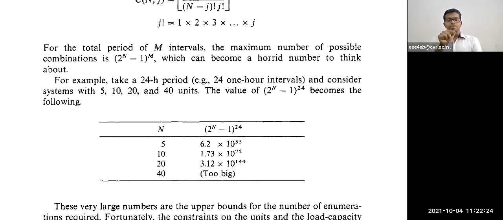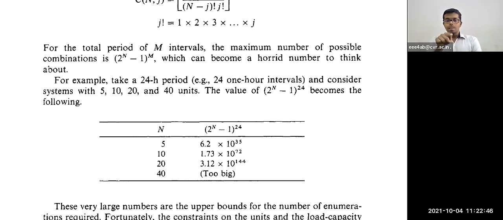Next step, 20. For 20 generating units, what is the combination? 2 power 20 minus 1, the whole power 24. I think you are getting some value like 3.12 into 10 to the power of 144. Similarly, you type it for 40 generating units: 2 power 40 minus 1, the whole power 24.